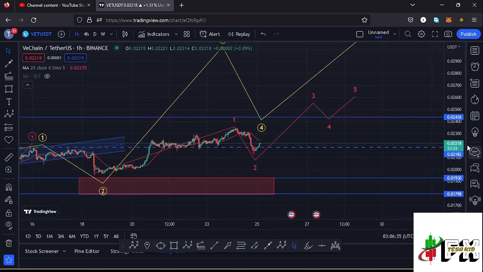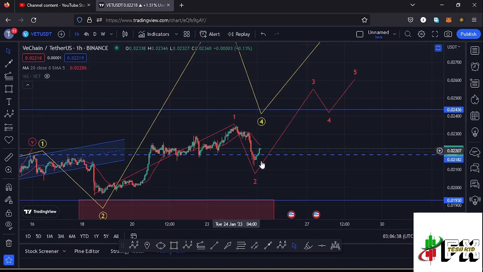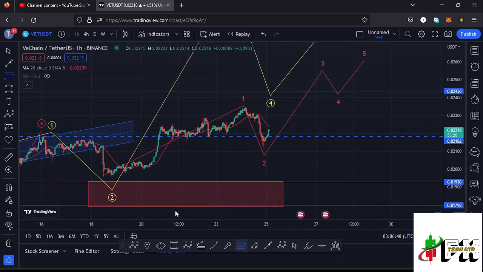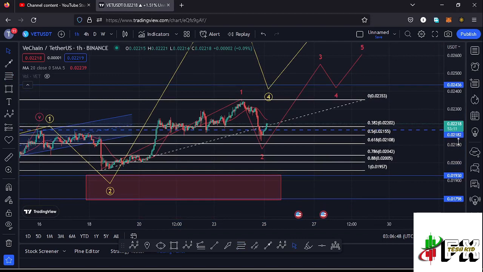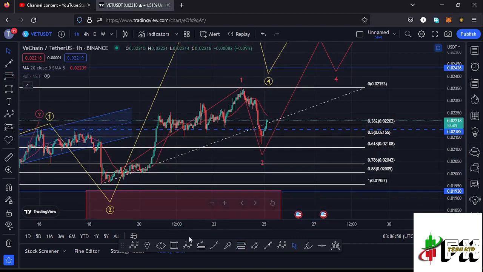And by getting to see whether this second wave has done the minimum that we expect a second wave to do, by connecting the Fibonacci's from the low of the first wave to the high of that wave 1, the minimum target area to the lower side in the formation of that wave 2 is between the fib level 0.5 and the fib level 0.618, which lies between the $0.02155 mark and the $0.02108 mark. And that is the minimum that I was expecting that second wave to the lower side to do, and that is what Vechain has done over here.